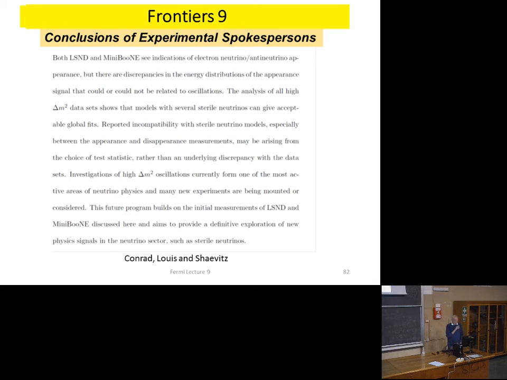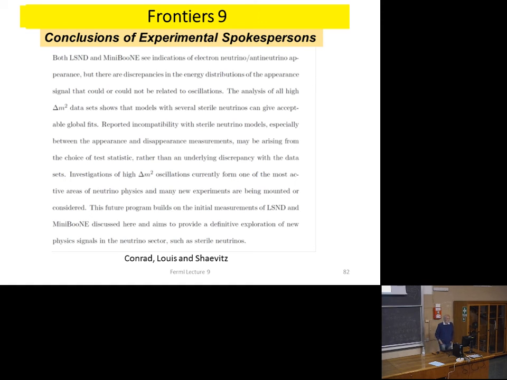This is the statement, if you want to read it, made by, this is quite recent, made by the leaders of this second experiment. So I'm just going to read it to you because it's an unsolved problem. "Both LSND and MiniBooNE," that's the names of these two experiments, "see indications of electron-neutrino, antineutrino appearance. But there are discrepancies in the energy distributions of the appearance signal that could or could not be related to oscillations." So there are some differences technically between the two experiments. You can criticize that they both see an effect, but it's not exactly identical.